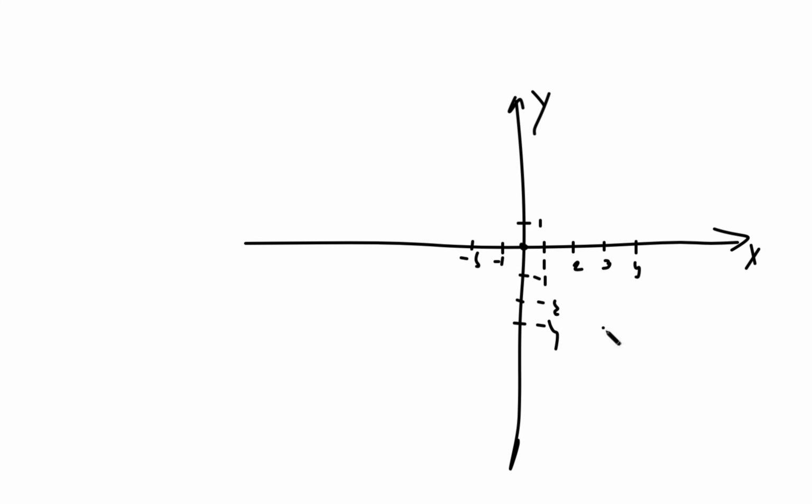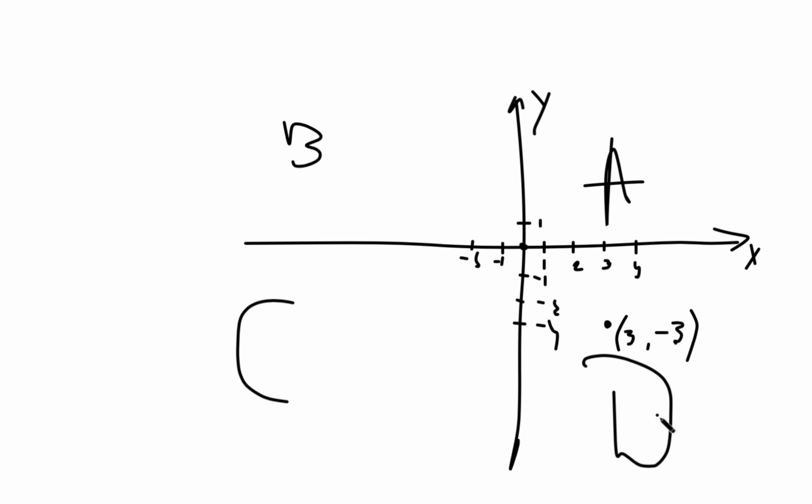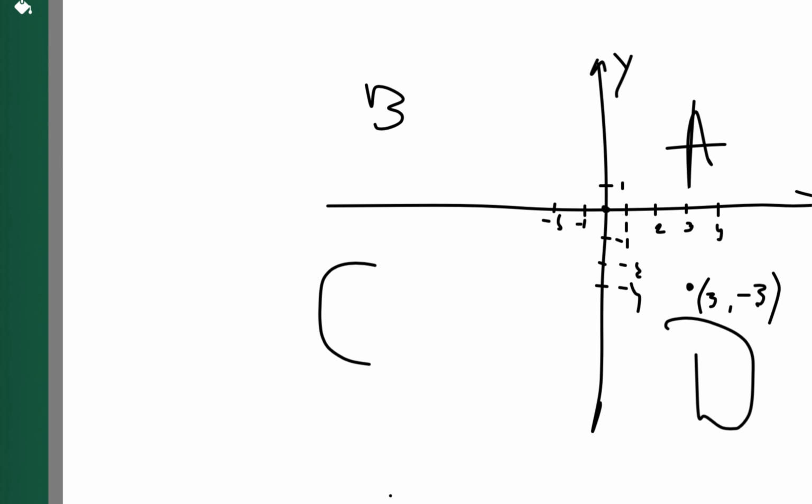What is this point here? Quadrant 4. So tell me, what's this point? 3 and minus 3. Minus 1, minus 2, minus 3, right? 3 and minus 3, is it in quadrant A or B, C or D? D. Okay, now this problem is for Ruha.